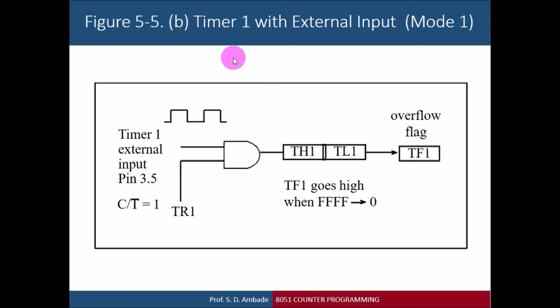Similarly, with the case of timer 1 in mode 1, here only the pin has been changed. Pin 3.5 is used for external event counter. These pulses have to be counted, and the count of these pulses is loaded in the registers TH1 and TL1. And similarly, whenever the counter overflows from FFFF to 0000, then the TF1 flag will be raised.